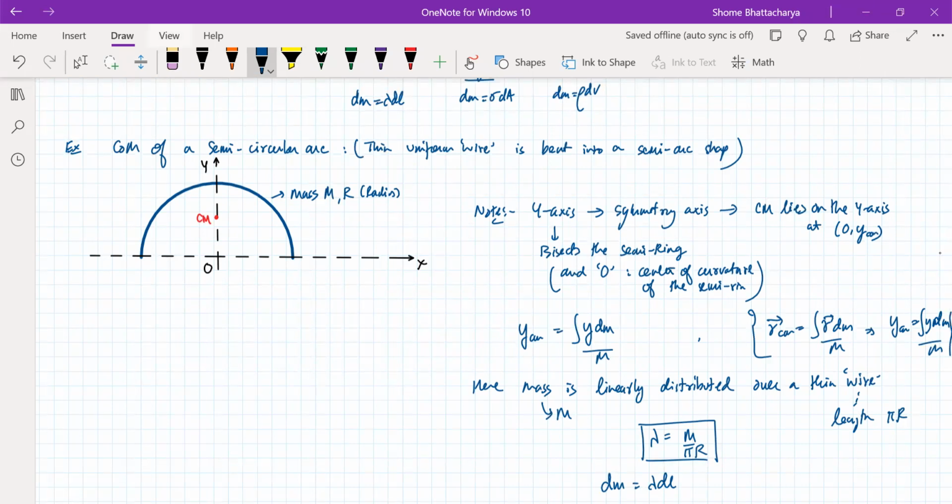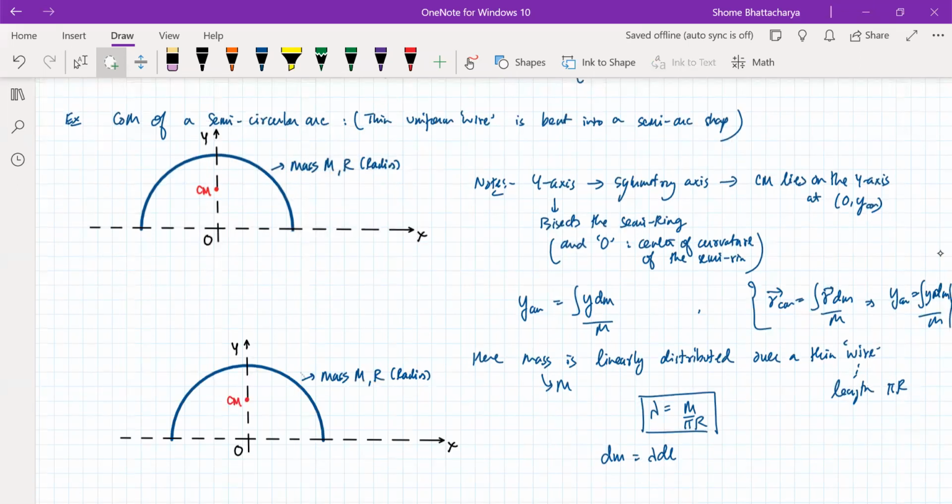So dl is like a small section of the semicircular ring. So the small section here will be like a small arc, a differential arc. When we cut a differential arc, we will follow the guidelines that we did for circular motion. Though there's no circular motion here, we are on a circular arc. So we will identify any point on the circle by its angular position, using the concept of angular position that we had seen in circular motion.